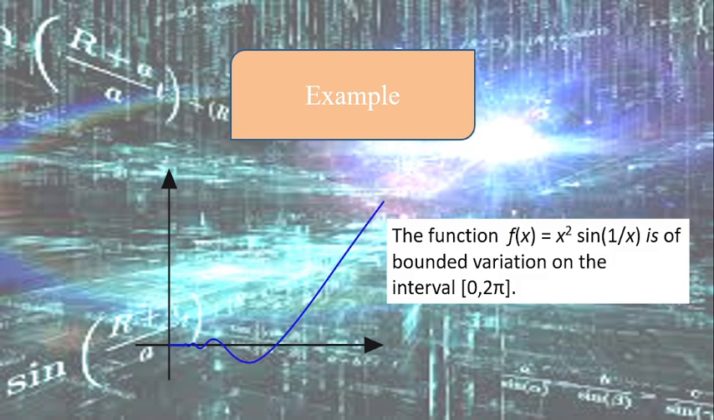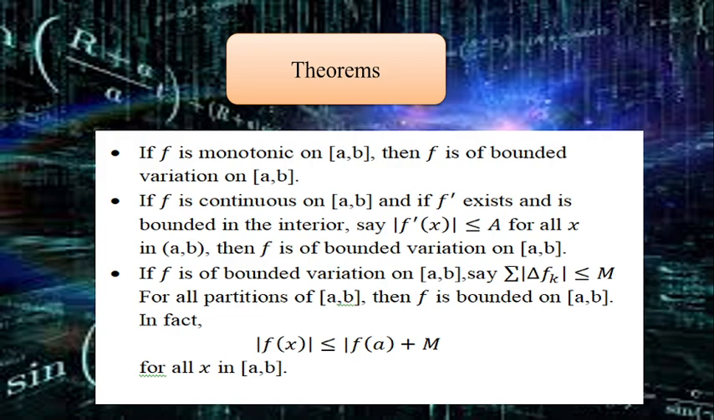This is an example for that. This is the function f of x equal to x squared sine 1 by x. We can look into the curve. This is of bounded variation on the interval [0, 2 pi].